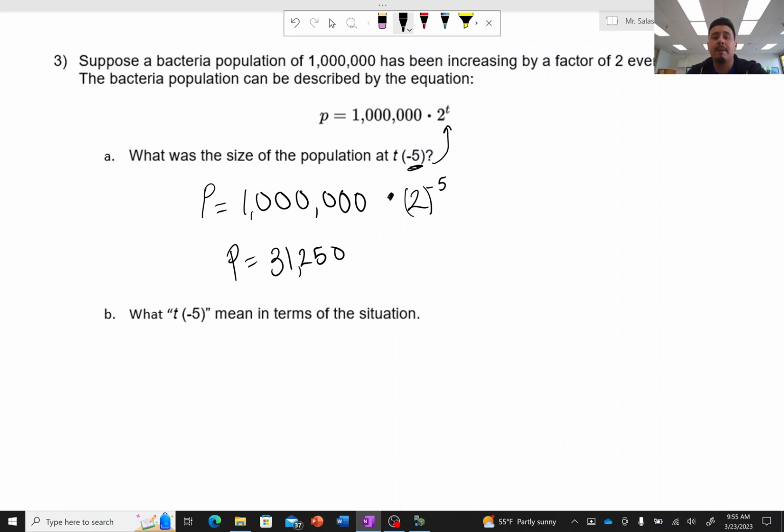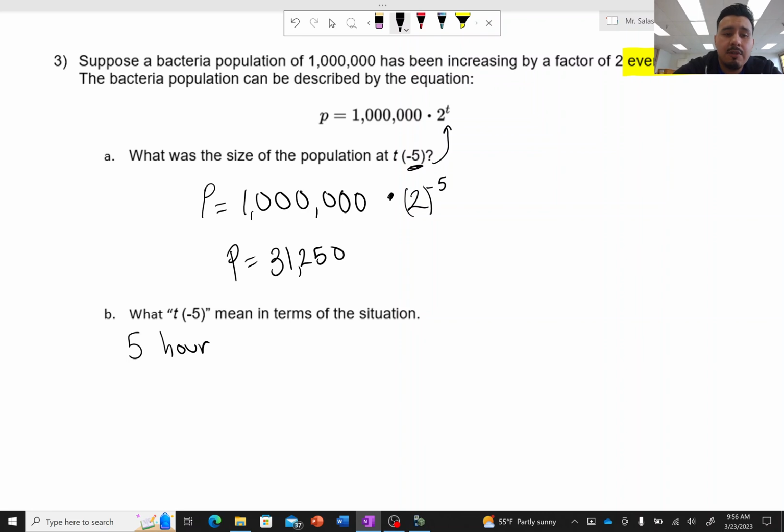Well, this means 5 hours, because we're talking about hours. Remember, t means hours. Oh man, it sucks because this problem doesn't tell you that t is hours. But we can pretty much figure it out because this is every hour. So t means time. And what are we talking about in terms of time? We are talking about hours, okay?